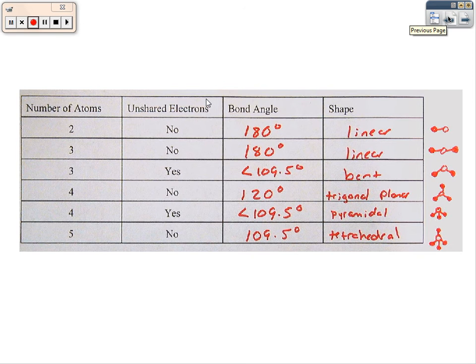Go back to our table. 3 atoms with unshared electrons. Bond angle is something less than 109.5 degrees. Now the actual degrees of separation depend on the actual elements. So all we're going to say is less than 109.5. The shape is bent. It looks like this. The one in the middle, the 2 on the ends have been deflected down. Basically, the unshared electrons are here on top, and they push those 2 atoms on the end downward.